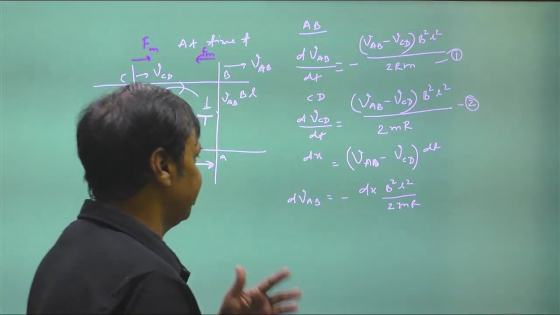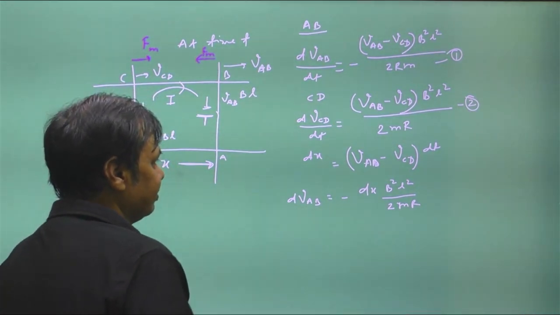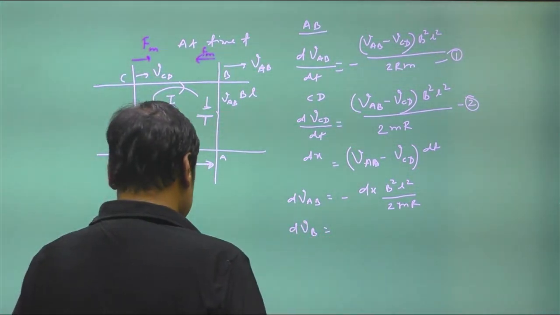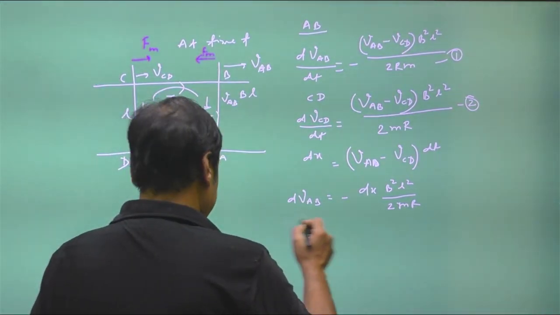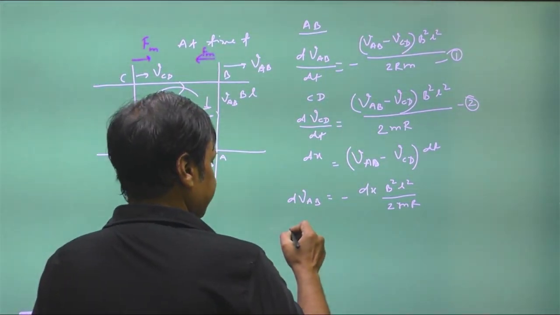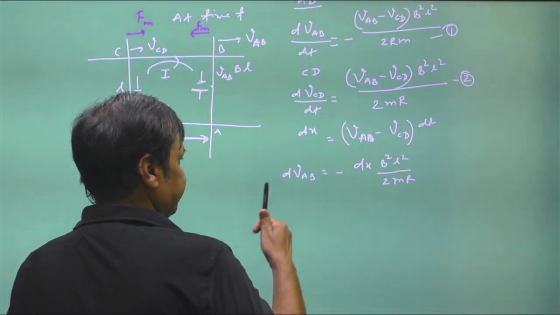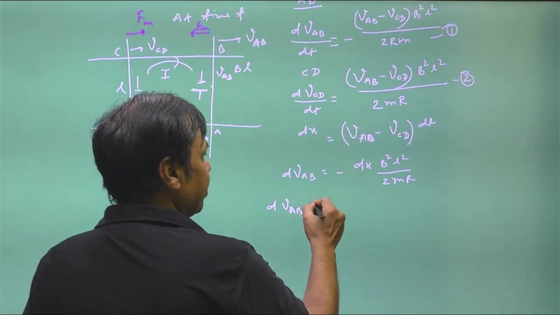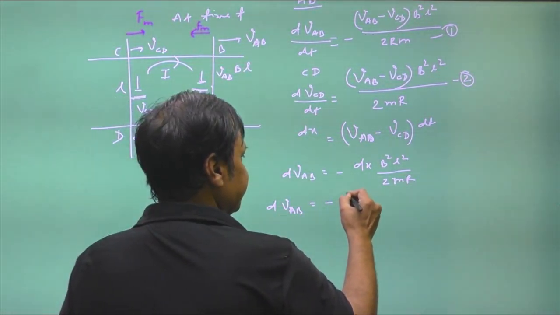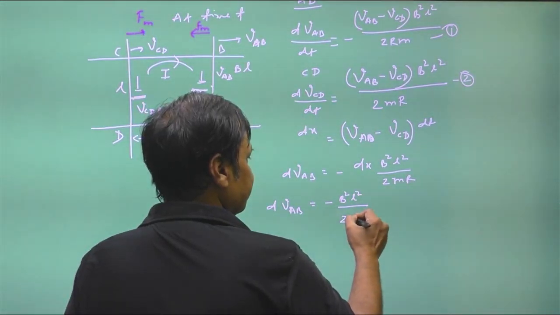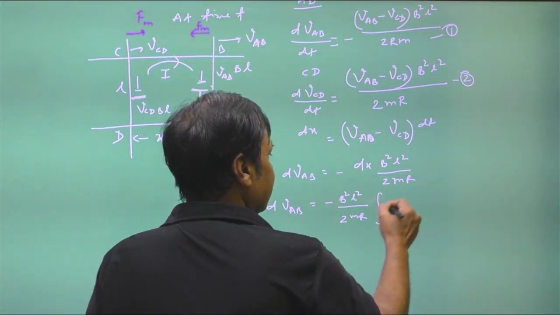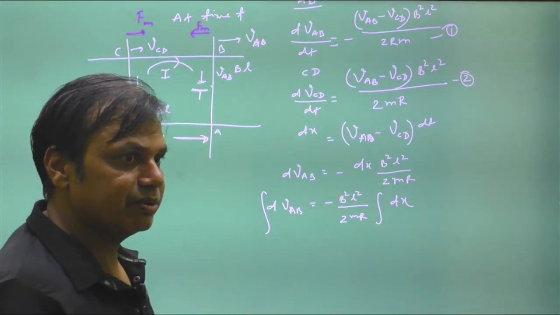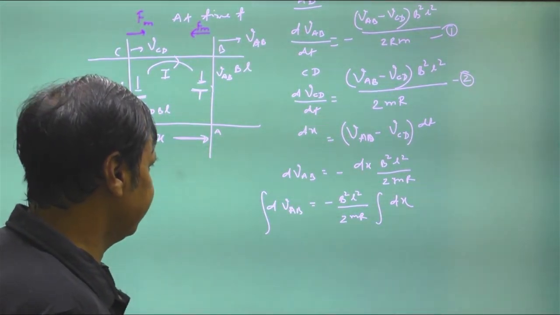Looks beautiful now, because I can do more of the things. DVAB, not VAB, sorry. So I should write something like that, that we have dVAB equals minus B square L square upon 2mR dx. And I can integrate them because nothing else I can do after getting a differential equation.